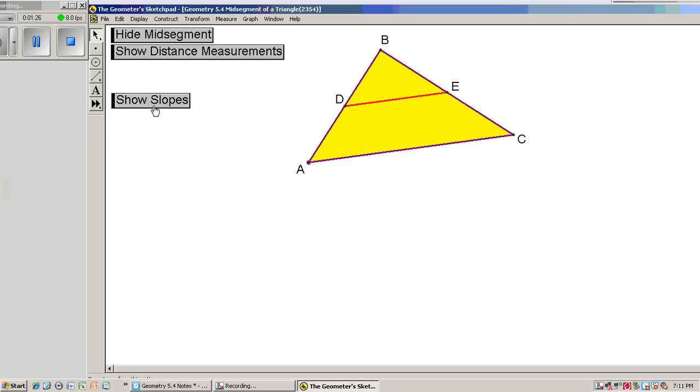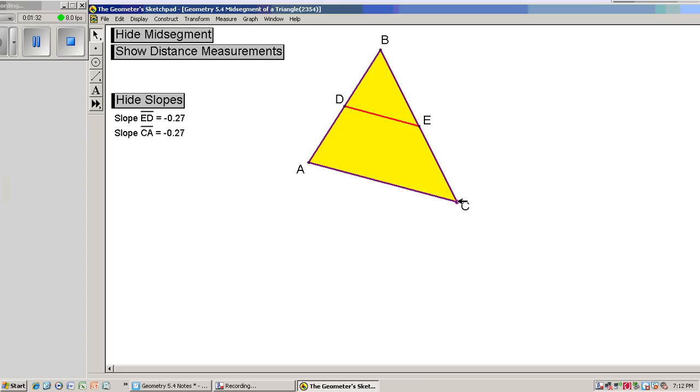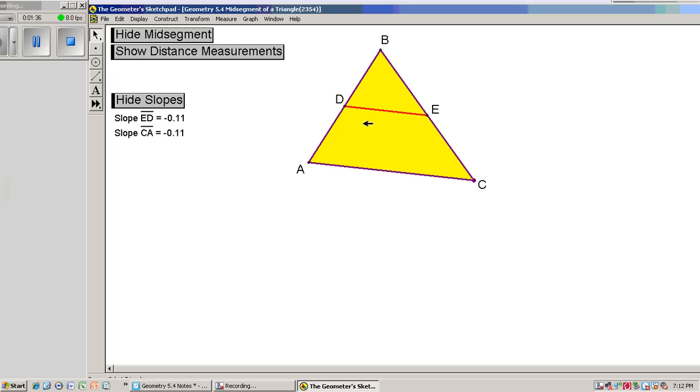And we can justify this by taking a look at the slopes. Although they are in decimal form, we can easily identify that the slopes stay the same. So we notice that the midsegment of a triangle is parallel to that third side. The other property of it has to do with the distance: the distance between points D and E and the distance between points A and C.